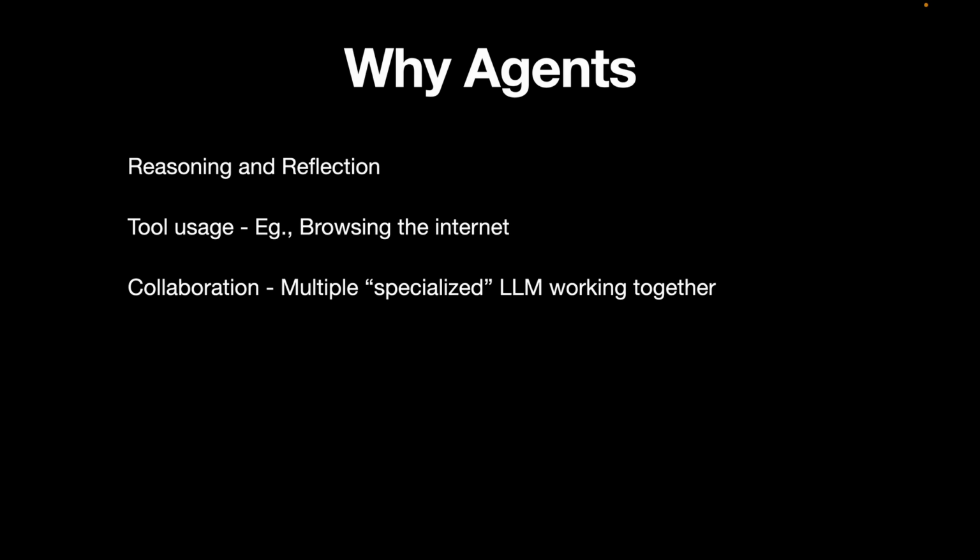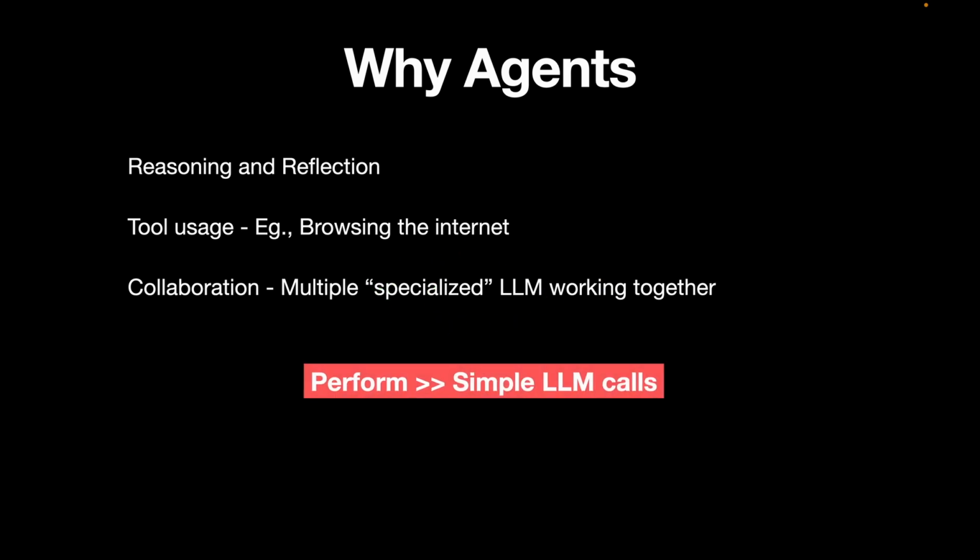We need agents because agents have the ability to reason, and they make LLMs much more sophisticated when it comes to reasoning. They also enrich the capability of reflection. LLMs struggle with questions like the number of R's in strawberry because they lack self-reflection, and that sort of problem is solved when we convert them into agents. Then there's tool usage, where the agent enables the models to browse the internet or get additional information in order to respond to any prompt. And then there's always collaboration, where we can have multiple specialized LLMs. That's why the performance of agents is much higher than a simple large language model call.